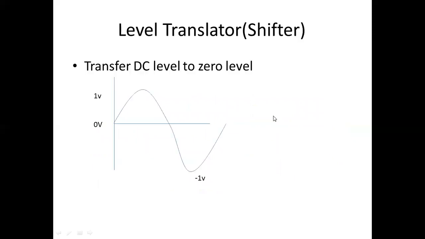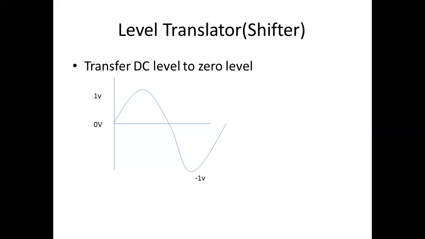This one is the transfer of the DC level to the zero level. Whenever we represent any term in the form of AC characteristics, this is nothing but an ideal situation. That is, this 0 volt represents the DC as 0 volt, and with respect to this 0 volt, I am going to represent these changing parameters. Here it is considered that the positive maximum magnitude is plus 1 volt and the negative maximum value is minus 1 volt.